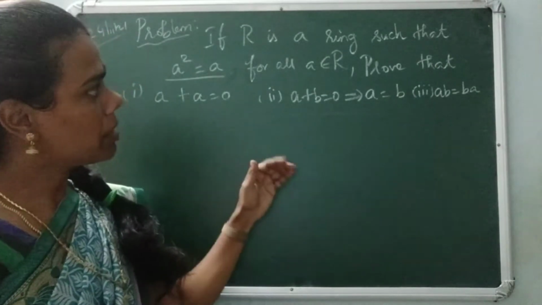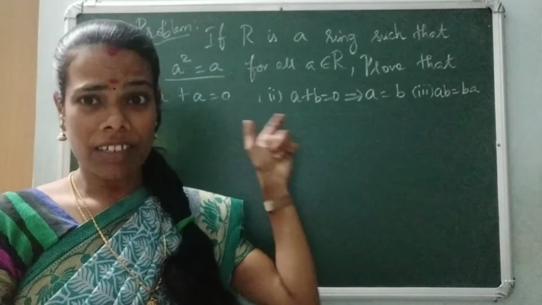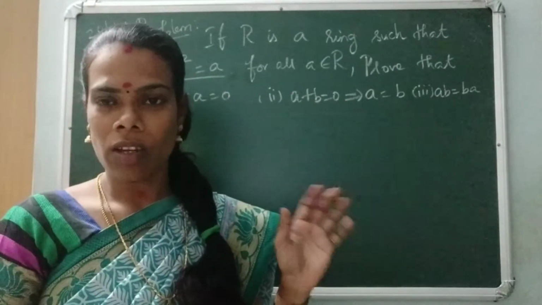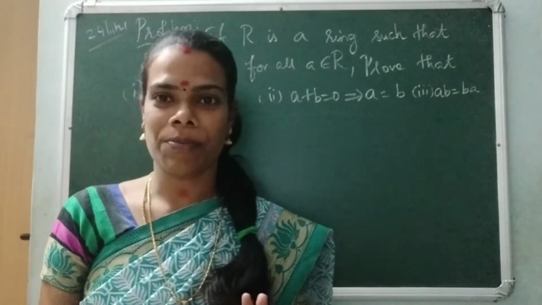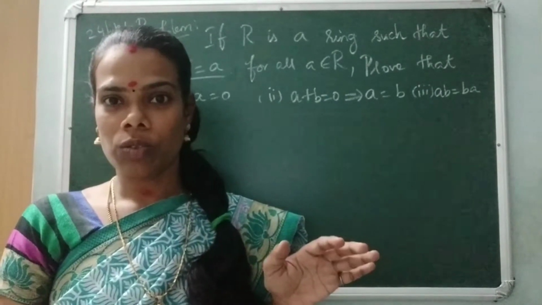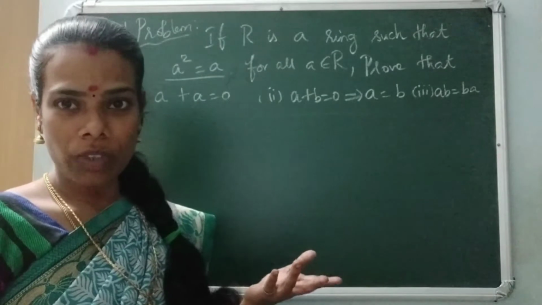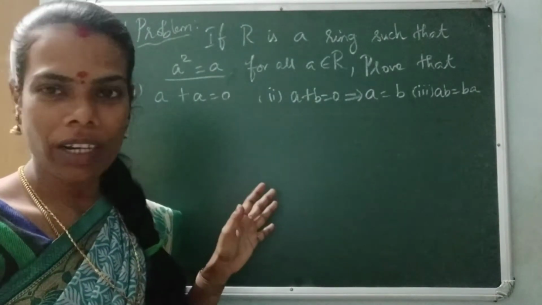So what the statement they given is, one ring they given and that ring satisfies the condition a square equal to a. Okay, then you have to prove these three cases, right? So step by step we are going to prove this problem. Okay, first I am going to prove the first one. You have to prove a plus a equal to 0, right?